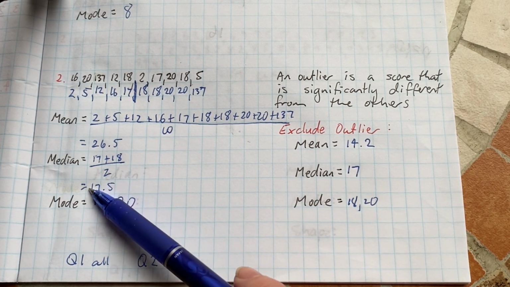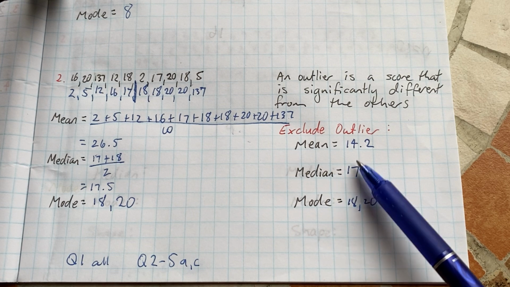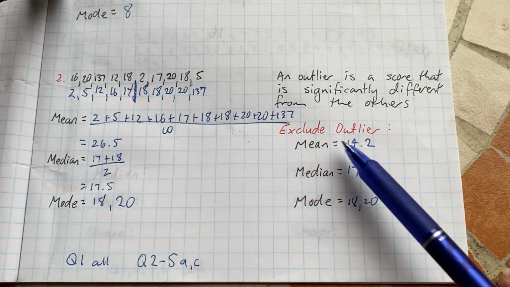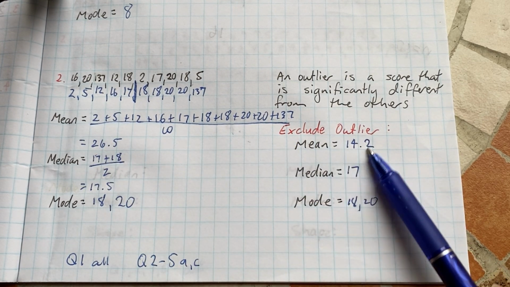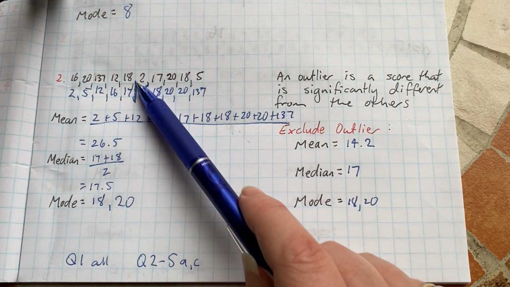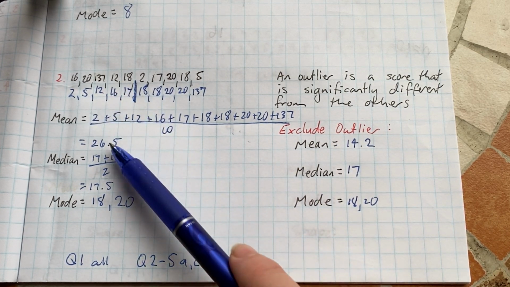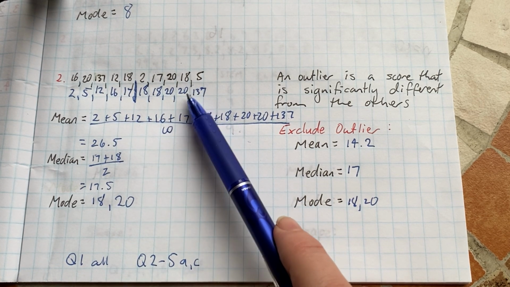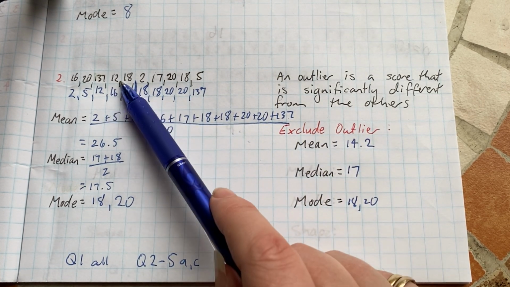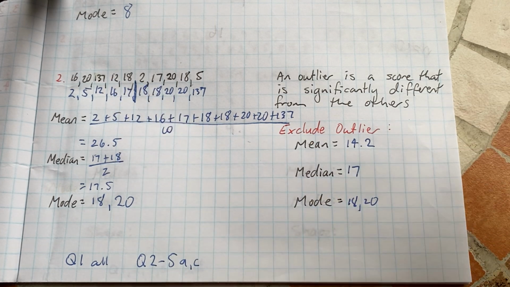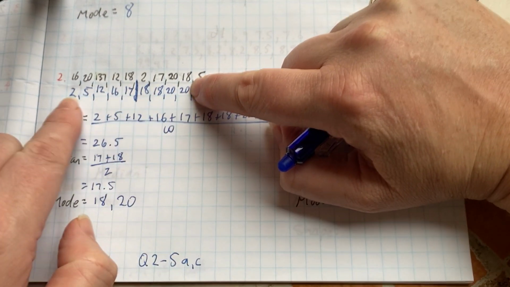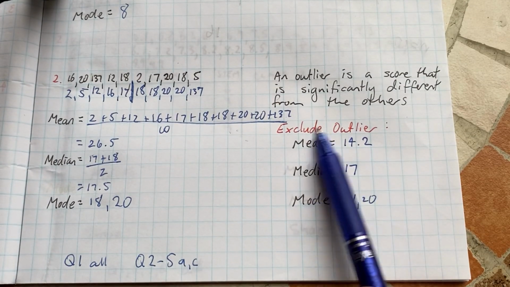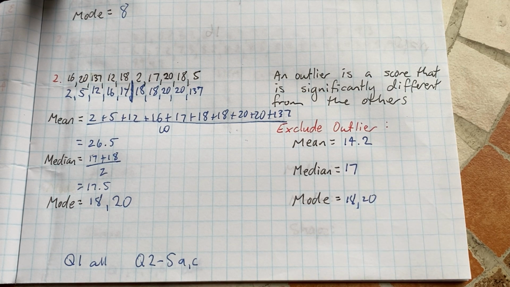It's only very slightly changed the median, but it's changed the mean by a lot. It's really brought that mean down, so it is a lot closer to the middle. 26.5, that's not the middle of this data, that's way up here somewhere. 14.2 is a lot closer to the middle of these numbers. So excluding the outlier can give us much better results.